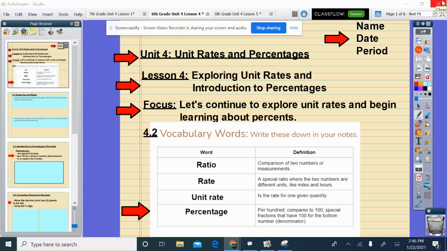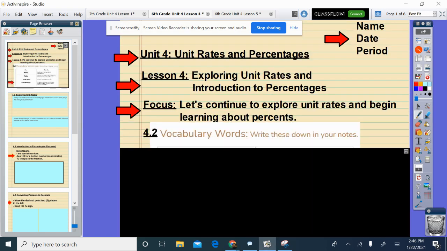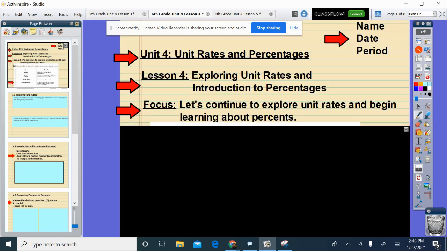looking at unit rates. And then I also am introducing percents because we're going to be taking a unit test on this very shortly. And I want to make sure that we are staying abreast of what we need to do. So our focus today is let's continue to explore unit rates and begin learning about percents.